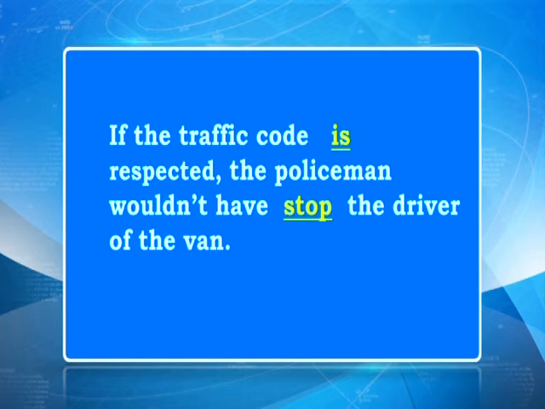Okay? And in the second part of the sentence, as you notice, the verb is wouldn't have followed by a verb. Now, which tense should be used in the first part of the sentence? It should be the past perfect tense. If the traffic code had been respected, notice that it is in the passive voice. So, had been followed by the past participle. Had been respected, the policeman wouldn't have. If followed by past perfect, then in the second part of the sentence we use would have or wouldn't have followed by the past participle.